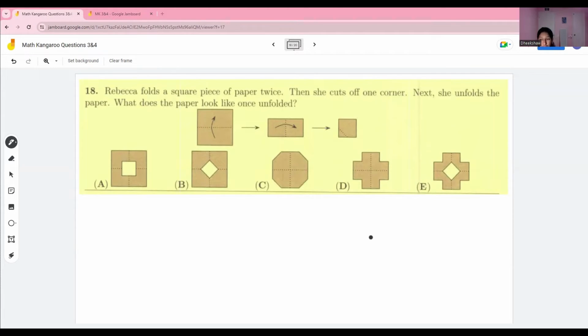For this one, once again, we have to be sort of theoretical about it. So when you fold a paper, you fold it in half, you fold that in half. Now, what Rebecca wants to do is cut off the corner over here. So when you cut off the corner, you're also cutting off the corner piece for this side as well. And when you unfold it again, it will look like a diamond. This problem mostly just requires some visual thinking, so that's why the answer to this question is B.